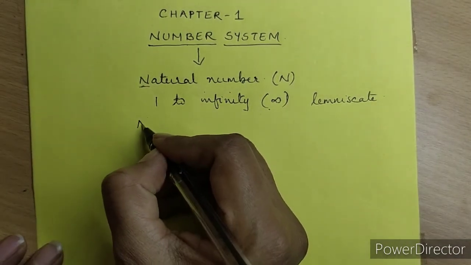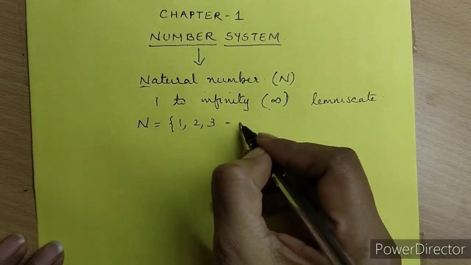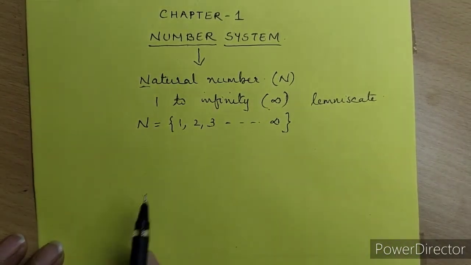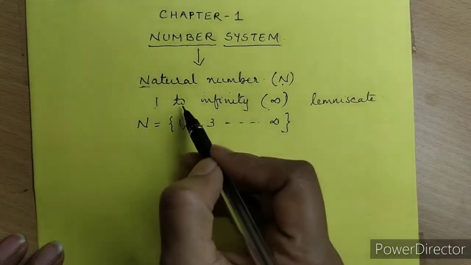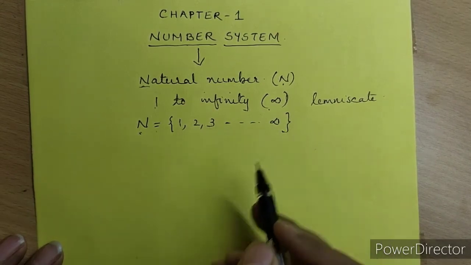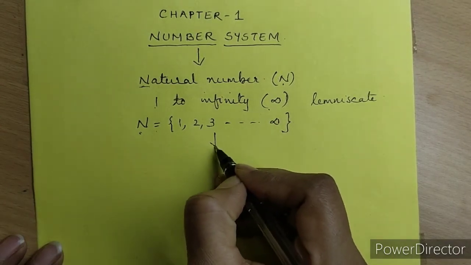So in sets, when you write N is equal to {1, 2, 3, etc.} up to infinity. So natural numbers, denoted by N, start from 1 to infinity, and are represented by N is equal to the set 1, 2, 3, etc. up to infinity. Next comes whole numbers.